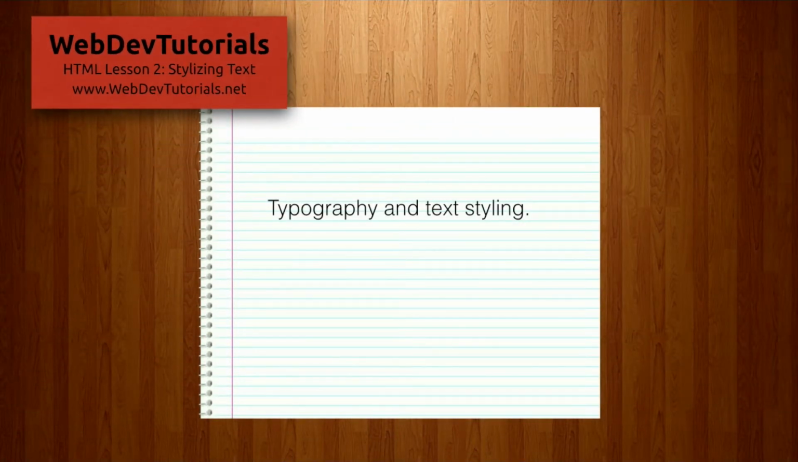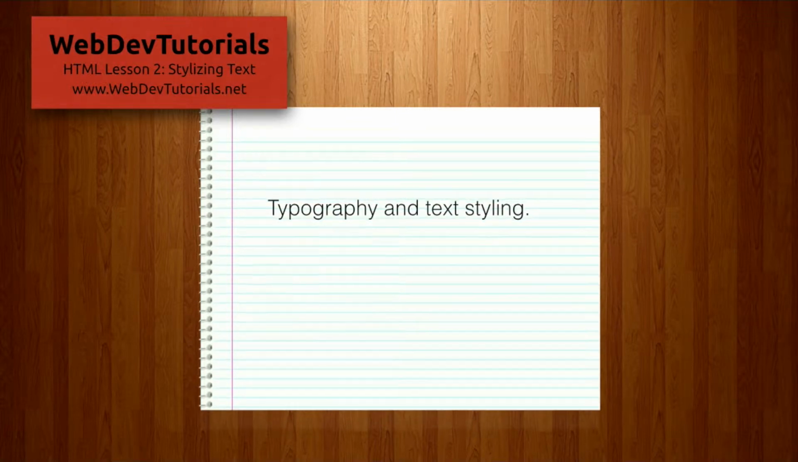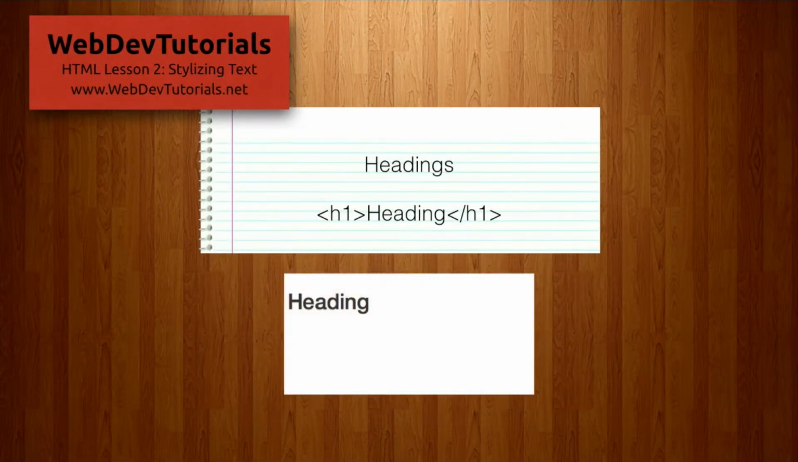In the previous lesson, you learned how to make text appear on the screen. Today, we'll go into more detail about typography and text styling. Let's take a look at headings. Headings are like titles or subtitles, and there are 6 levels of page headings.